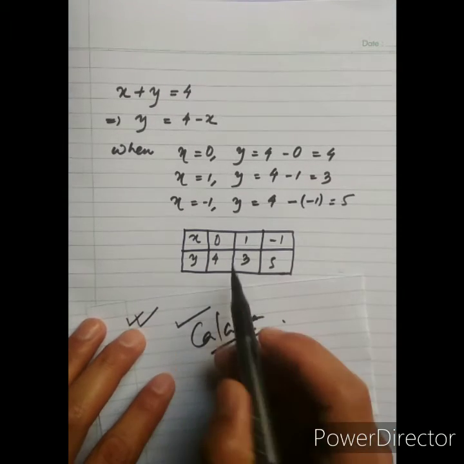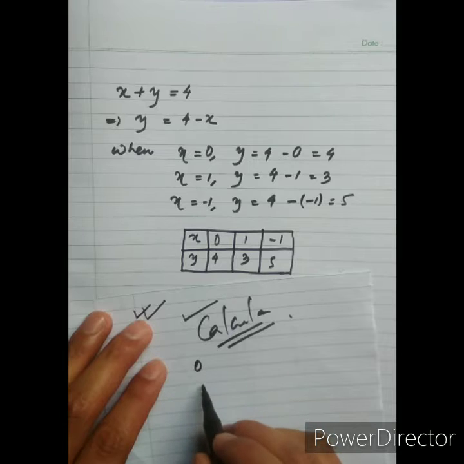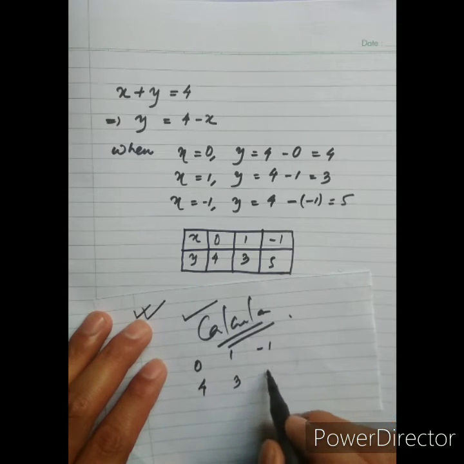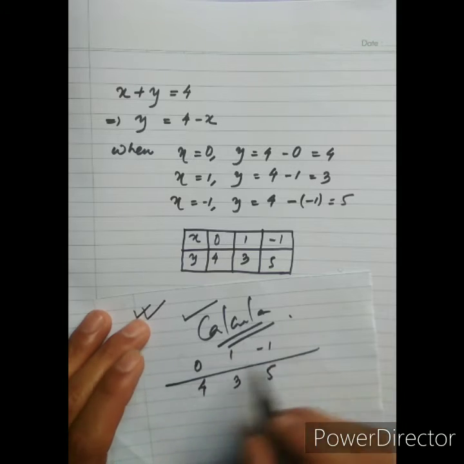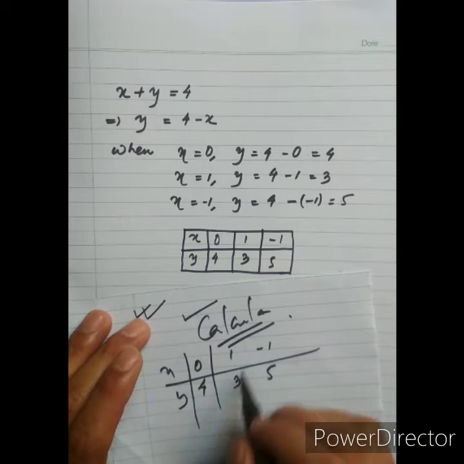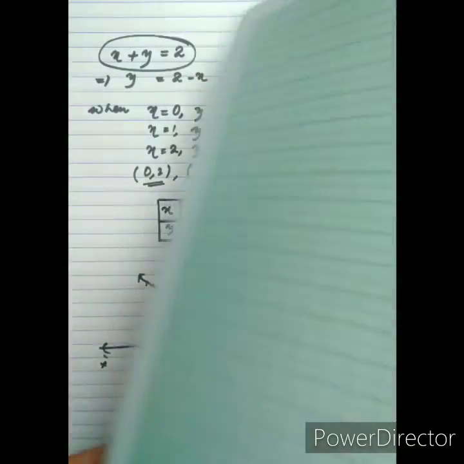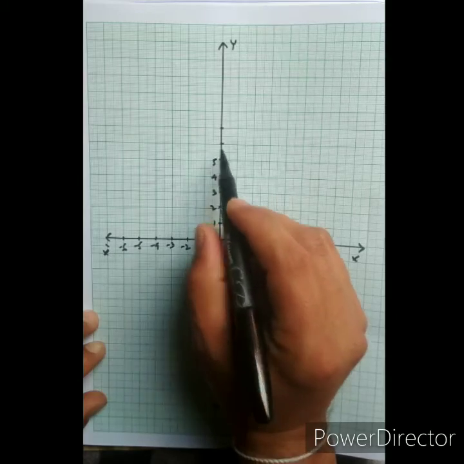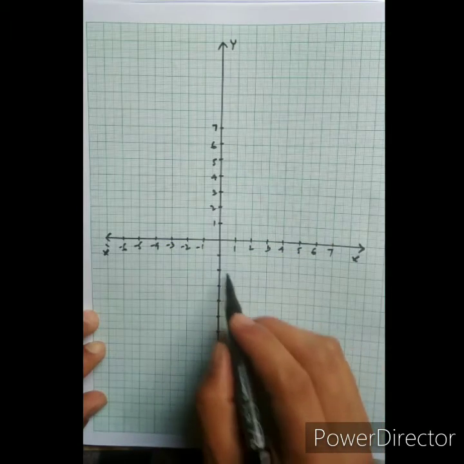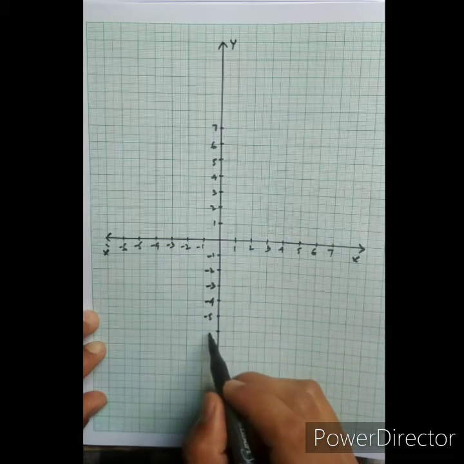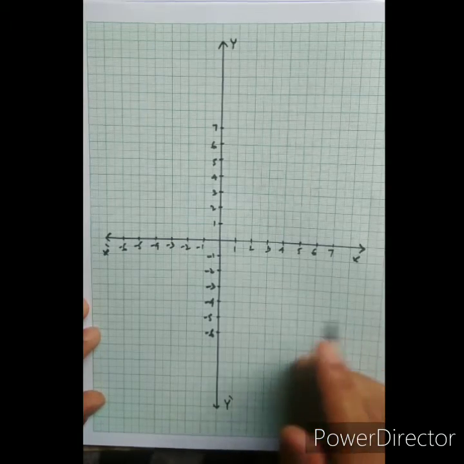So let me write this here: x 0, y 4; x 1, y 3; x minus 1, y 5. This is for x and this is for y. So I will turn to the other side. So this is 5, 6, 7, and then minus 1, minus 2, minus 3, minus 4, minus 5, minus 6.